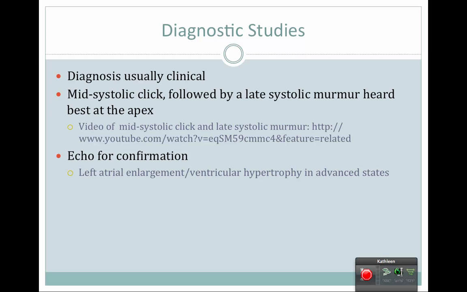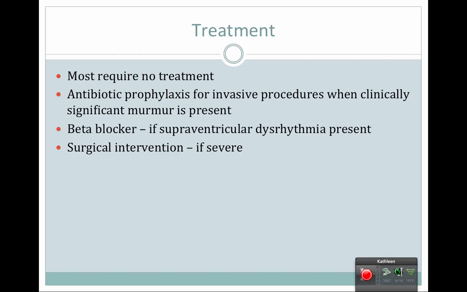Diagnosis is usually clinical. Patients may also have a mid-systolic click, followed by a late systolic murmur, heard best at the apex. You need an echo to confirm. You're looking at left atrial enlargement, and ventricular hypertrophy in advanced stages. Most require no treatment for mitral prolapse. Antibiotic prophylaxis for invasive procedures when a clinically significant murmur is present. Beta blocker if supraventricular dysrhythmia is present, and surgical intervention if severe.